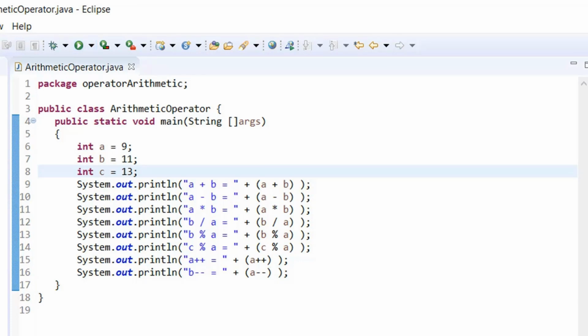Down here you can see the first, a plus b is 20, a minus b is minus 2. a multiplied by b is 99, and b divided by a is 1. b modulus a is 2, and c modulus a is 4. a increment is equal to 9, and b decrement is equal to 10.